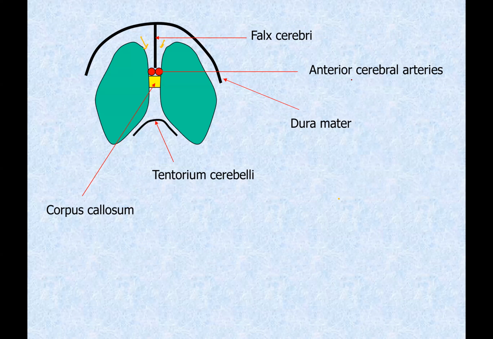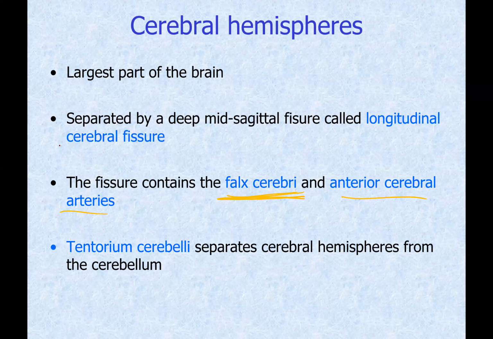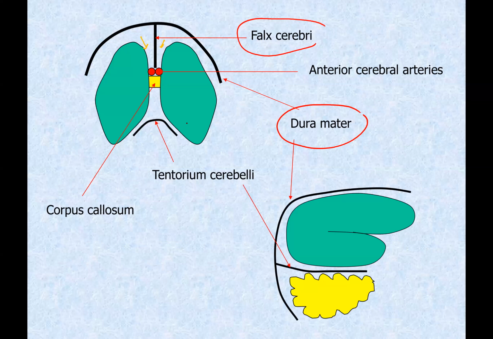Now, you can see the dura mater here. This is the falx cerebri, an extension of the dura mater. It dips down into the longitudinal cerebral fissure. You can see that. Similarly, the dura mater. Here, this is a coronal section. This is a sagittal section.